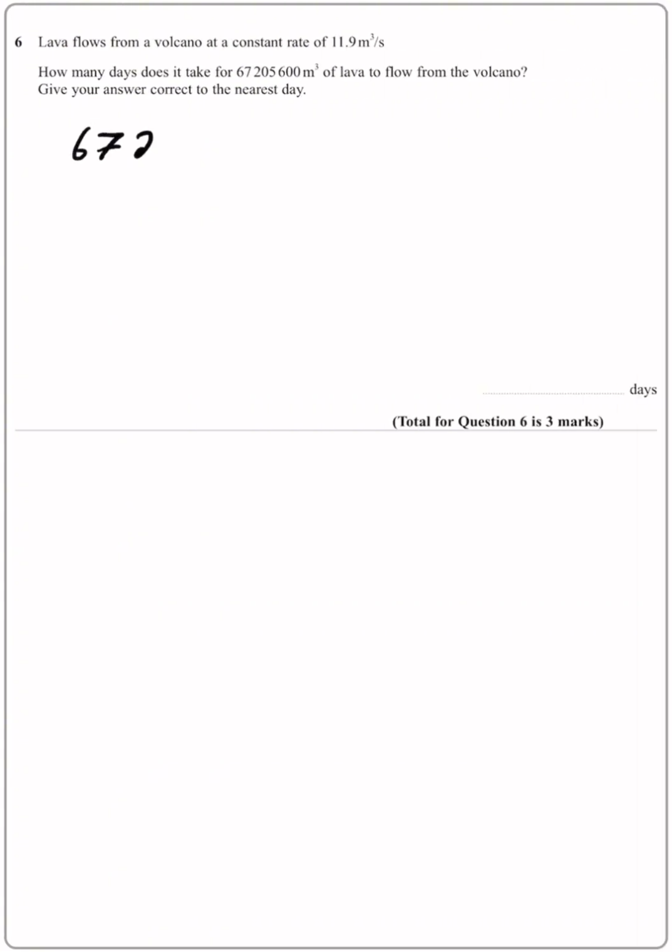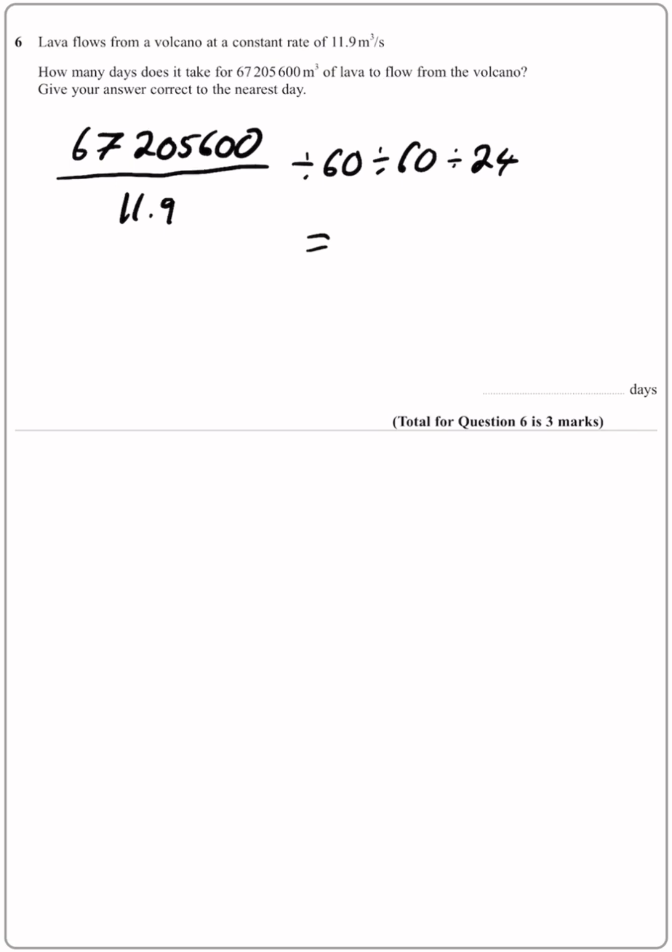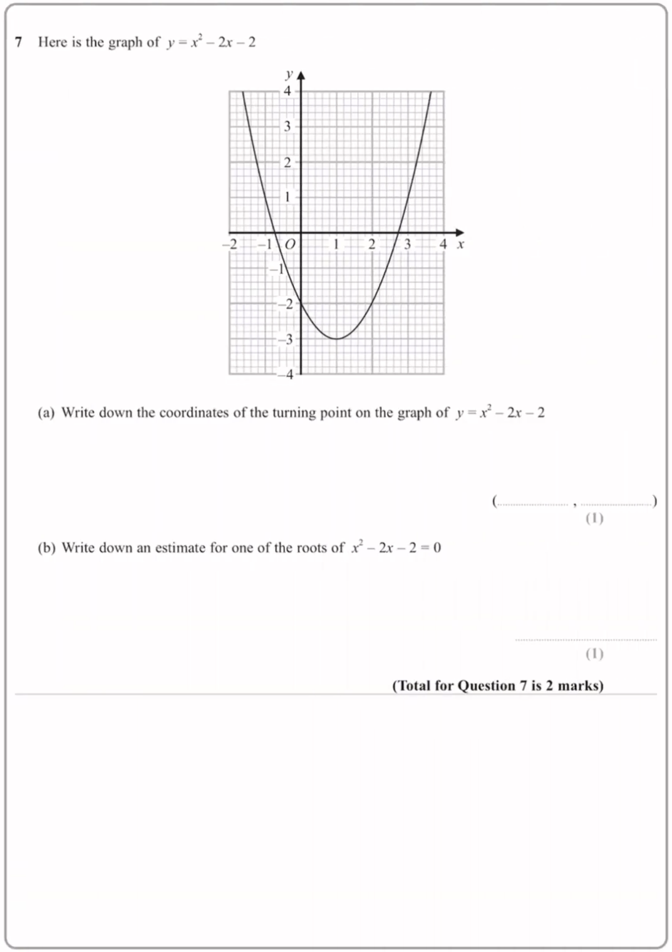For question number 6, if we take the 67,205,600, divide that by 11.9, and then divide that by 60 to turn it into minutes, 60 again into hours, 24 into days, we get 65.3. So that's 65 days to the nearest day.